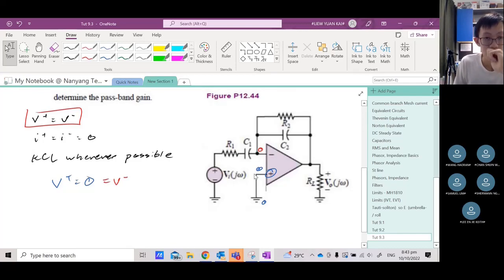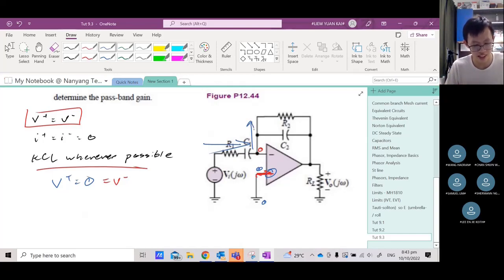So now we need to take KCL wherever possible, correct? We know that there's no current entering here, and no current entering here. But we can assume that there's current entering here, and current leaving out through here. Let me see the direction that I've assumed so that I have a reference. So I've assumed it this way, going in at this, coming out at this.